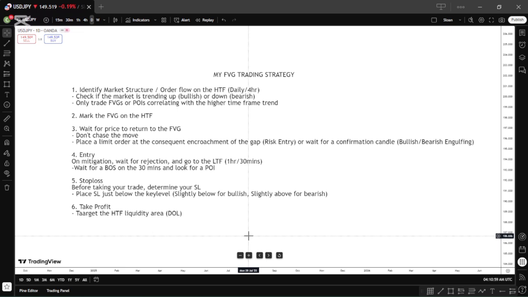So my fair value gap strategy, okay, these are 6 outlines I do every single time I decide to trade any fair value gap. All right, so without wasting time, let's get into it.